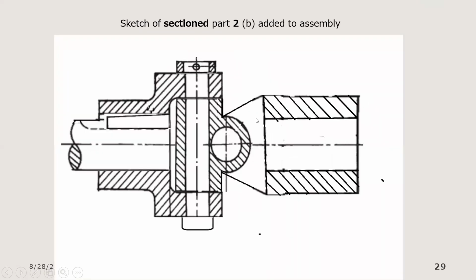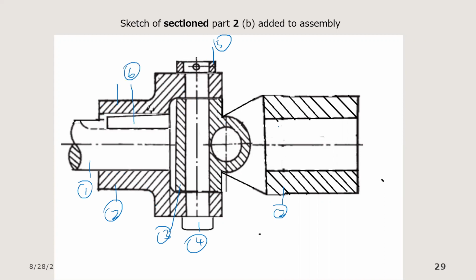Okay, now once you've dealt with that hidden line, this is what you have for the new part 2. So this is still part 2. This is the other part 2, again part 1, 3, 4, 1, 2, 3, 4. This is 5, and this is 6. Key. That's part 6. So this is the new part 2.